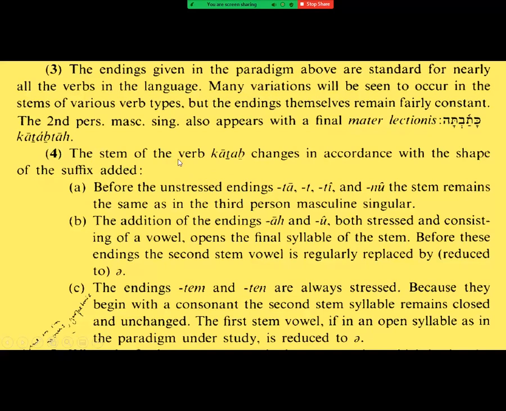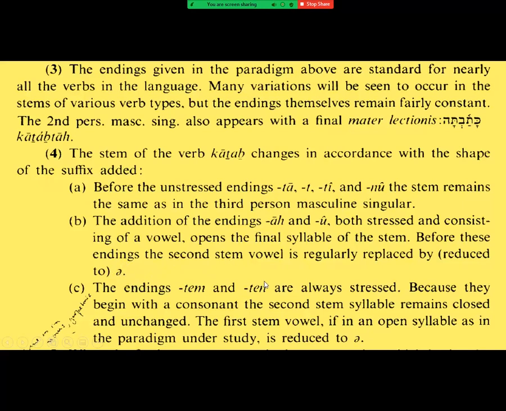The fourth item there, the stem of the word katab changes in accordance with the shape of the suffix added. So again, unstressed endings in ta or ti or t or nu, the stem remains the same as in the third person masculine singular. The addition of the endings a and u, both stressed and consisting of a vowel, opens a final syllable of the stem. So those endings reduce it to a schwa on the end.